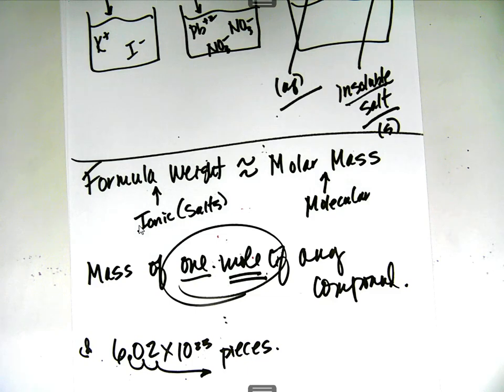Bakers deal with a much more reasonable number, a dozen, right? 12, we can count 12 pieces. People that provide office supplies deal with a much more reasonable number. They talk about the gross. The gross is a dozen dozens. How many pieces is in a dozen dozens? 144. Okay, we can count to 12. We can count to 144. Can I count out a mole of pieces?